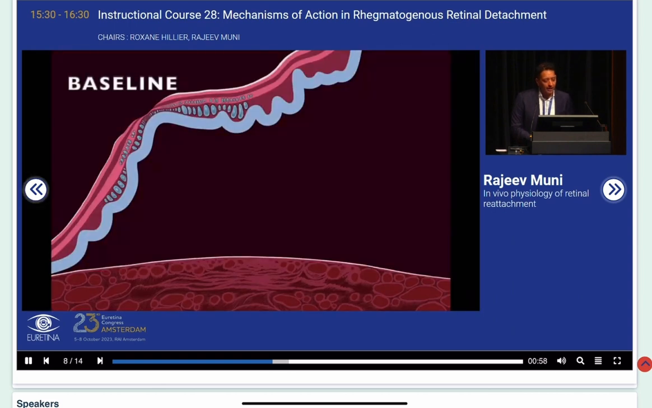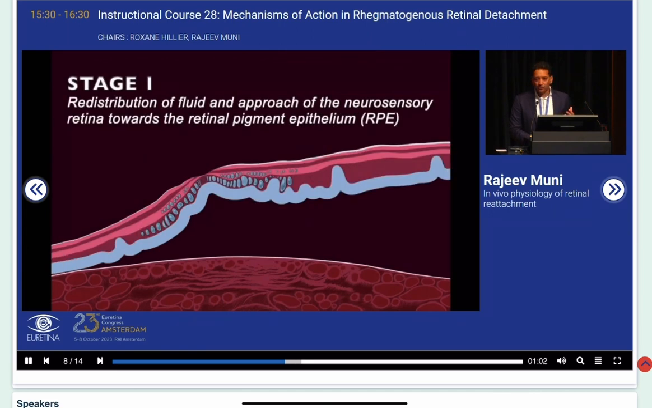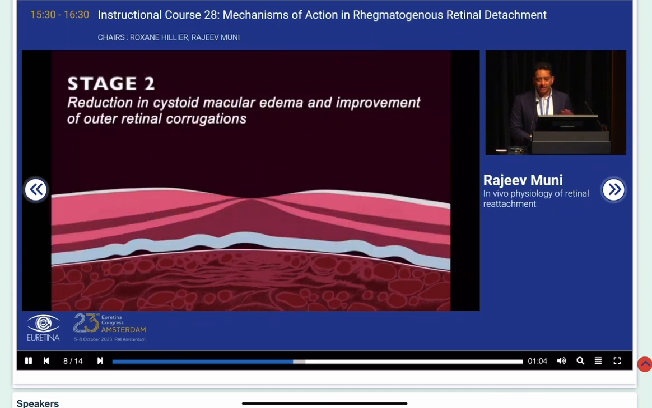So here's another animation video demonstrating this. So initially a baseline appearance, redistribution of fluid in stage 1. See the CME and corrugations go away in stage 2. This is very critical.